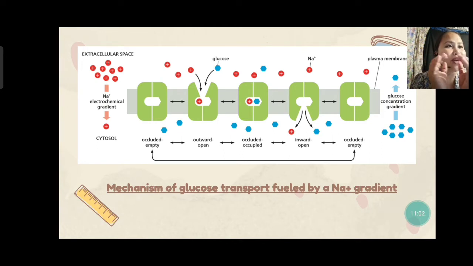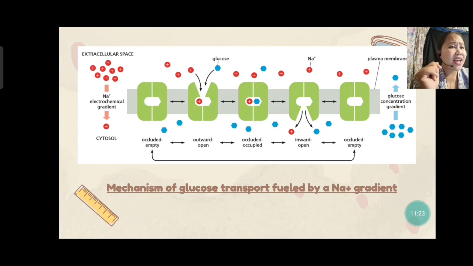So from the occluded empty, ni-open siya sa outward open. Then again, from occluded occupied, since nakakuha na siya sa mga ions nga iyahang need. And then, for the inward open, para ma-release niya downward the ions and the glucose.